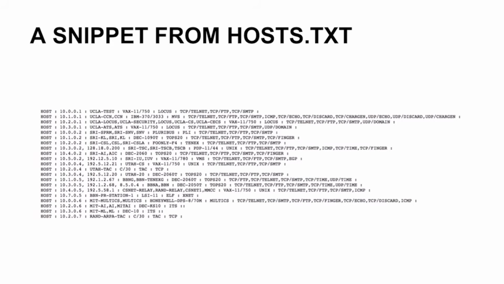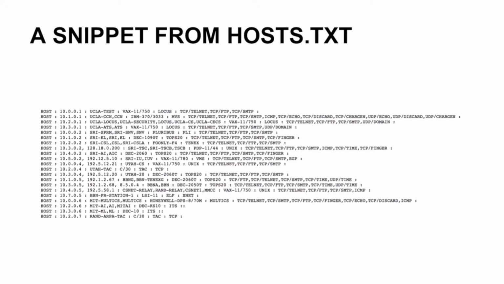Here's a snippet from hosts.txt. The format isn't too different from the format of the Unix /etc/hosts file or the Windows hosts file, if you're familiar with those. Each line contains information about a single host, including its IP address in the second field, the host's canonical or official name in the beginning of the third field, optionally followed by one or more aliases, then the hardware that ran the host, the operating system it ran, and finally, a list of services it supported.